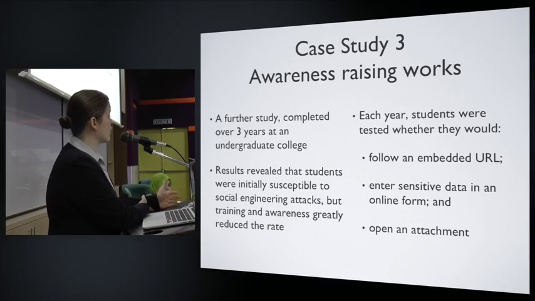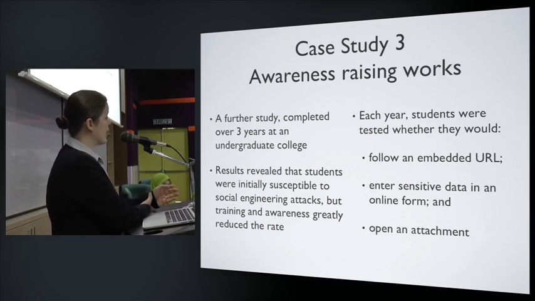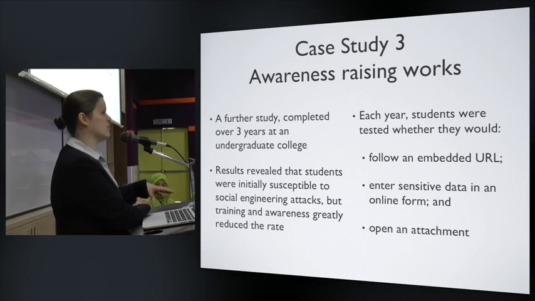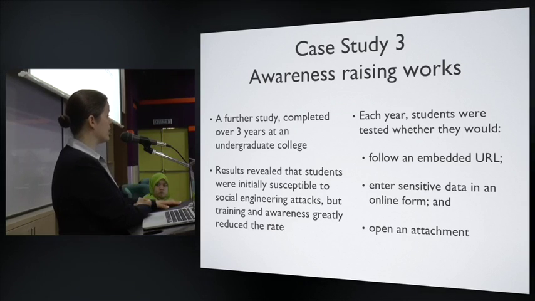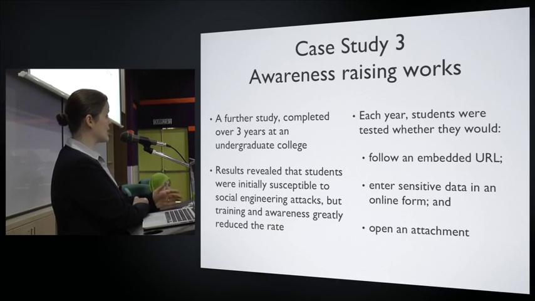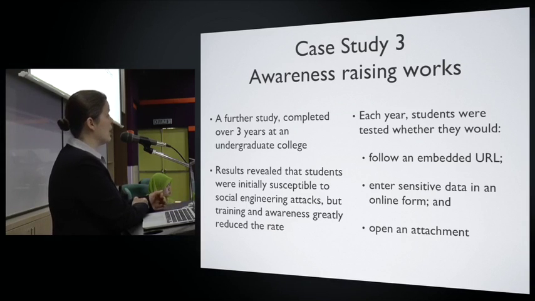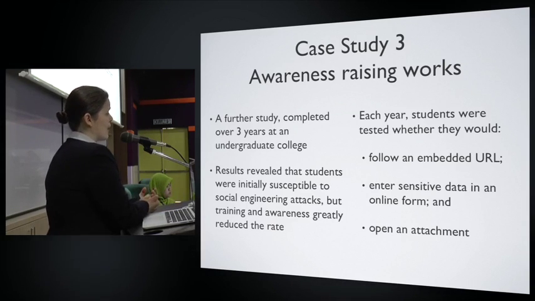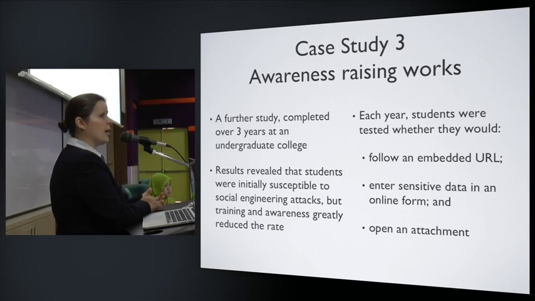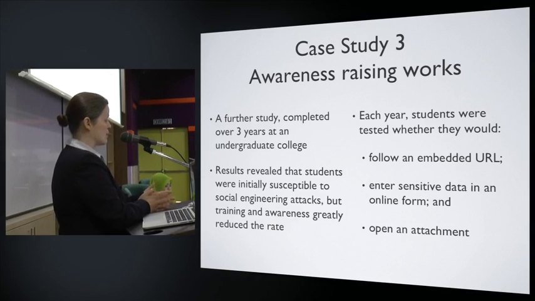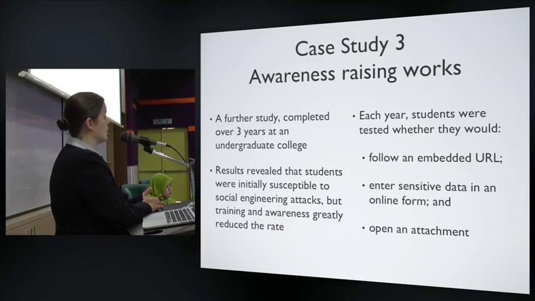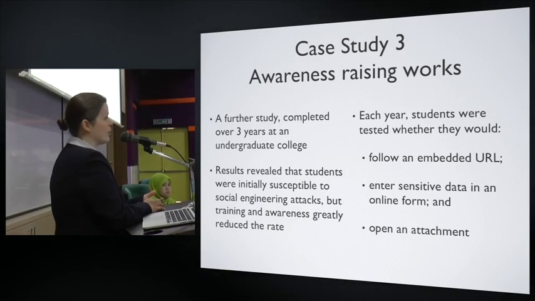They conducted a study over 3 years at this naval college. The results showed that the first years were initially more susceptible to social engineering attacks, but as time went on and they progressed through their regular training and regular testing, they became a lot better. So they were testing against three things every year, at regular intervals, at regular points in their studies. They would test whether they would follow a URL, whether they would enter sensitive data in an anonymous form, and whether they would open an attachment.